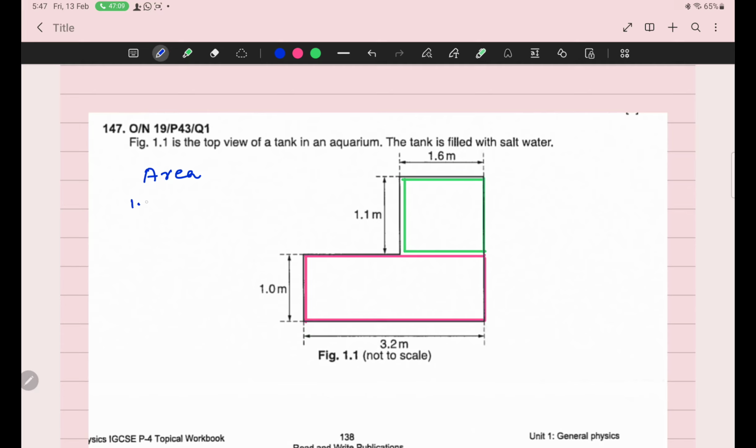Not plus, it should be multiplied, beta, because we are not calculating perimeter, we are calculating area, and area is the product. If you add them, it will be perimeter. So 1.6 into 1.1, you are right, it is the area of this green part. Then what is the area of the red part here?